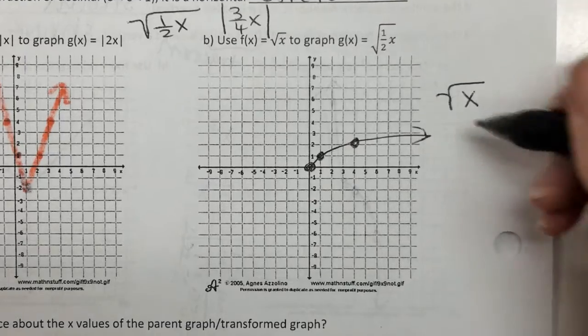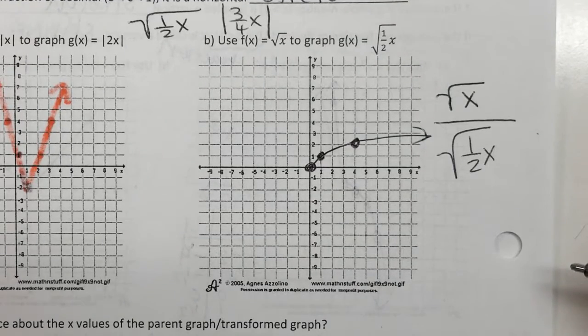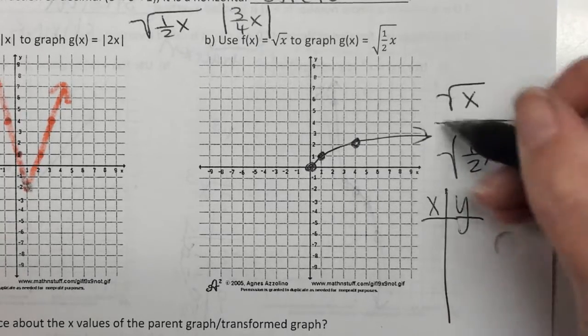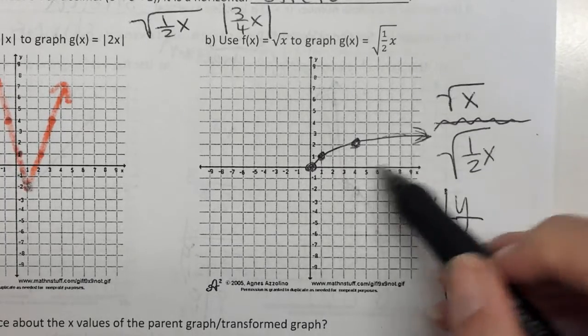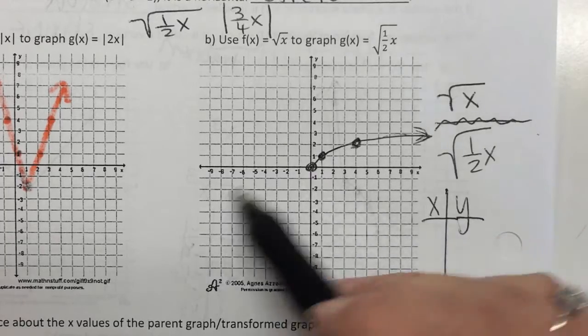And now for the transform graph, square root of 1/2 x, let's make a table. Why should you graph like that? Like this? Because you can take the square root of any number that's positive, so it's going to go on forever. Just can't take the square root of negative numbers.